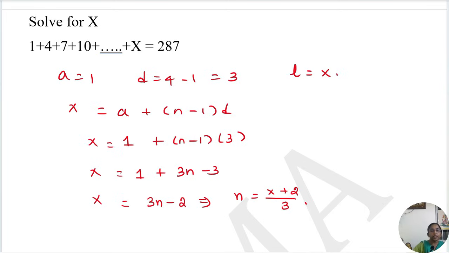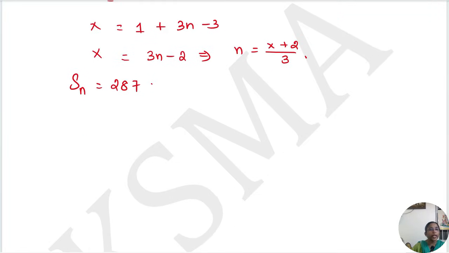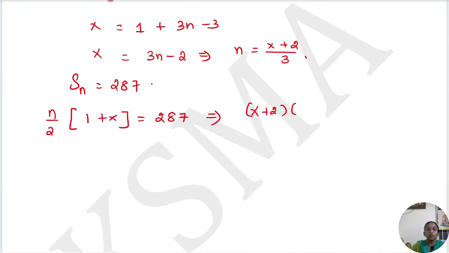Now, next condition, the summation value is equal to 287. So Sn is equal to 287. We don't know how many items are given in the data. So write down your formula: n by 2 into (a plus l) is equal to 287. Instead of n, substitute the value (x plus 2) divided by 3. Already we have 2 in the denominator. So (x plus 2) into (x plus 1) divided by 6 is equal to 287.